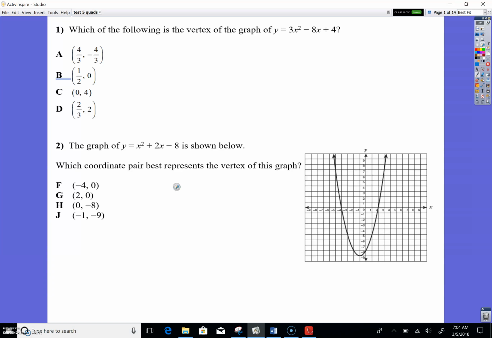This is the review for the quadratic properties and transformation test. Okay, so the first thing we do: which of the following is the vertex? You have to know what the word vertex means. The vertex is usually the bottom of the graph.